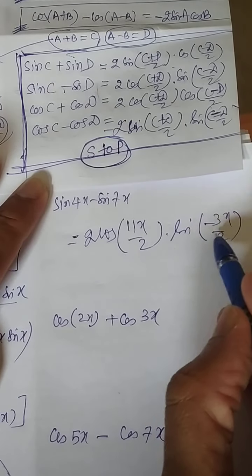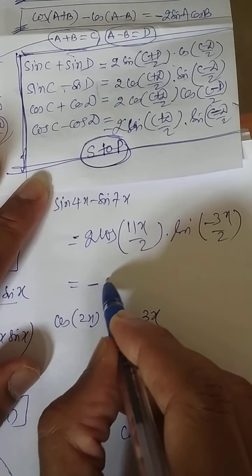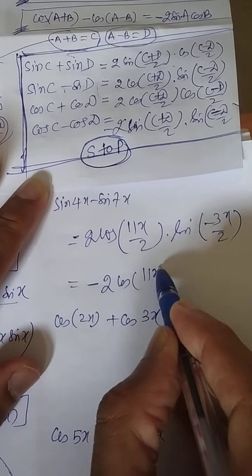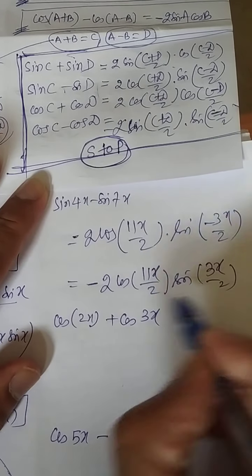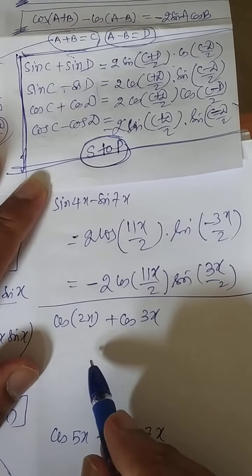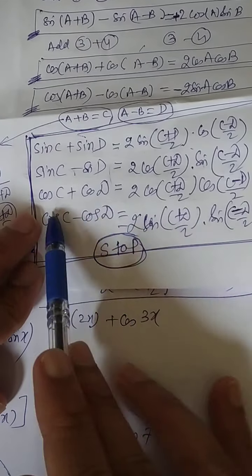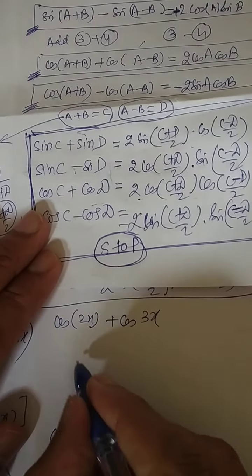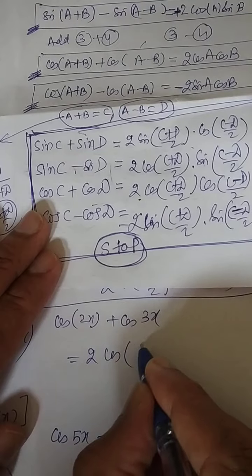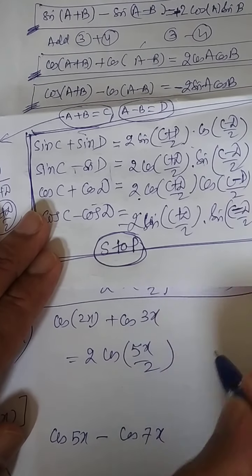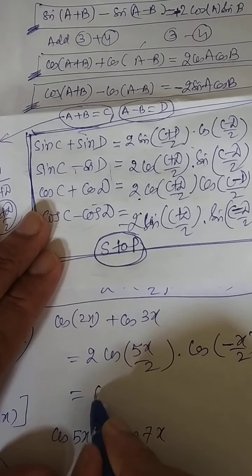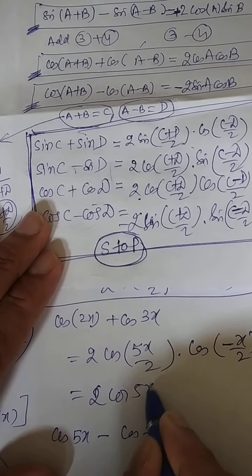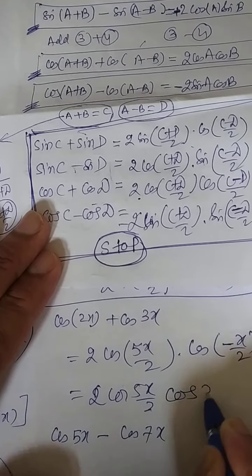But sine of minus theta, you know, it will be minus, so that minus I am bringing over here. It will be cos of 11x by 2 into sine of 3x by 2. Connecting? Now look at this formula: cos C plus cos D. Correct. 2 cos 5x by 2 into cos of minus x by 2. But cos of minus theta is nothing but cos theta. That earlier what we have learned, you should keep in mind.